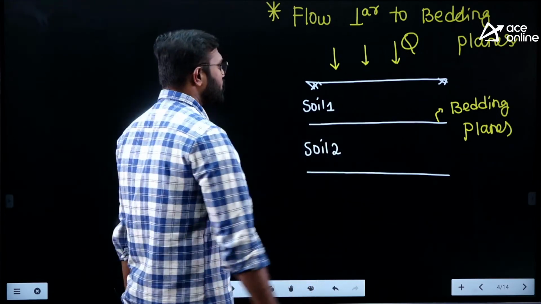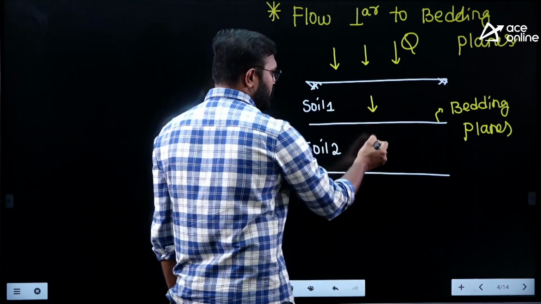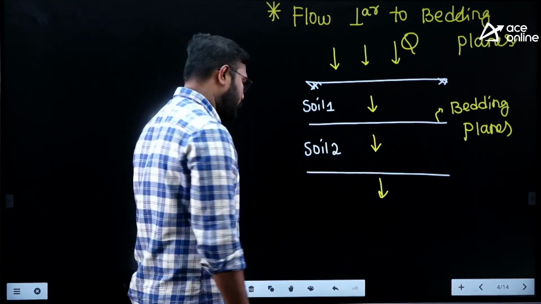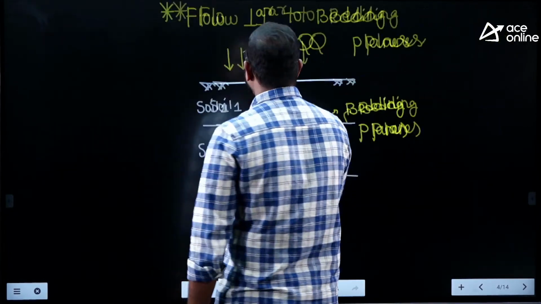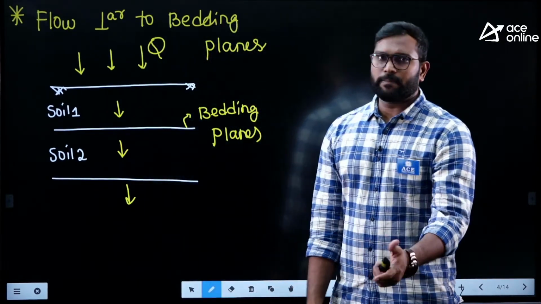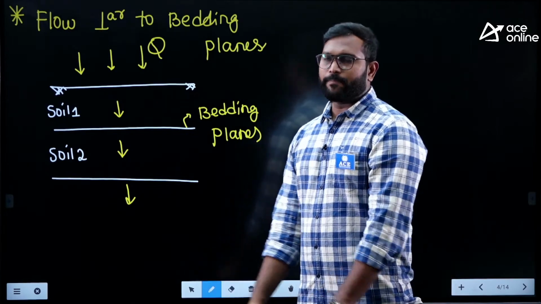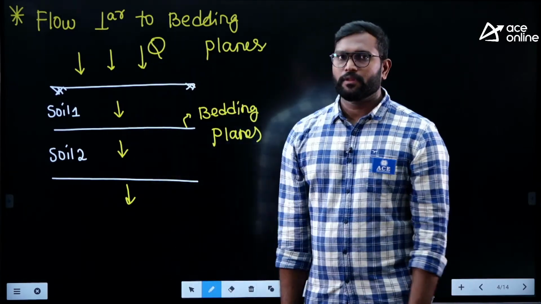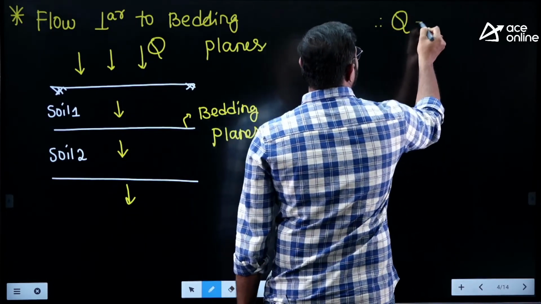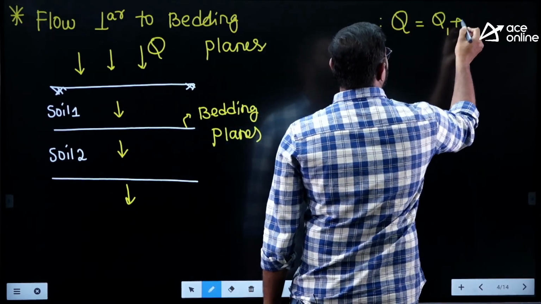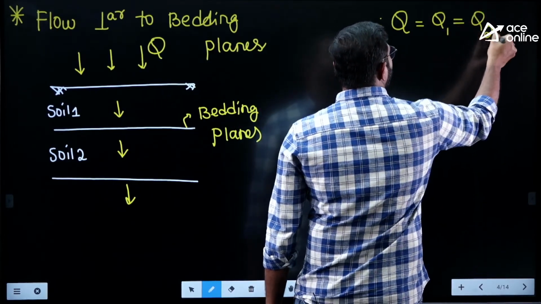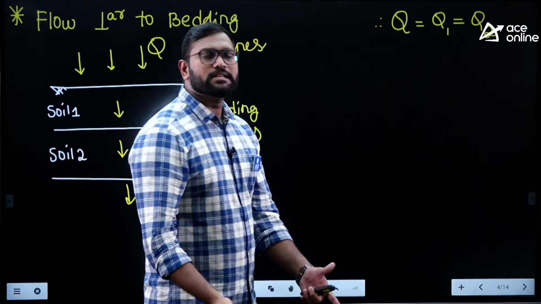Similarly here also, the flow rate passing through soil 1, the flow rate passing through soil 2, and the flow that comes out, all flows are the same, assuming there is no seepage loss in the soil. So the entire flow comes out. Now what is the condition over here? The condition is Q equals Q1 equals Q2. All flow rates are the same.